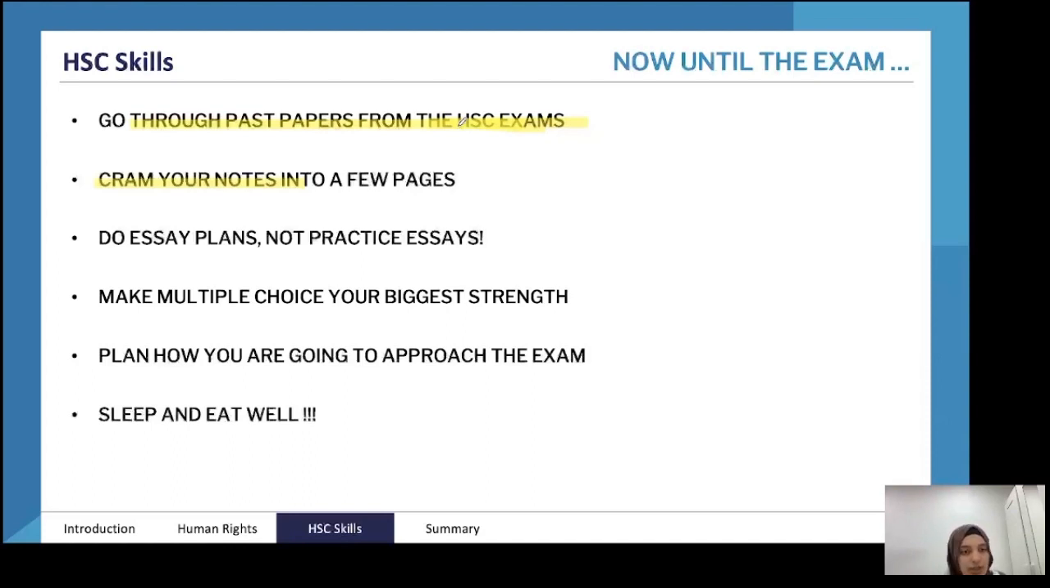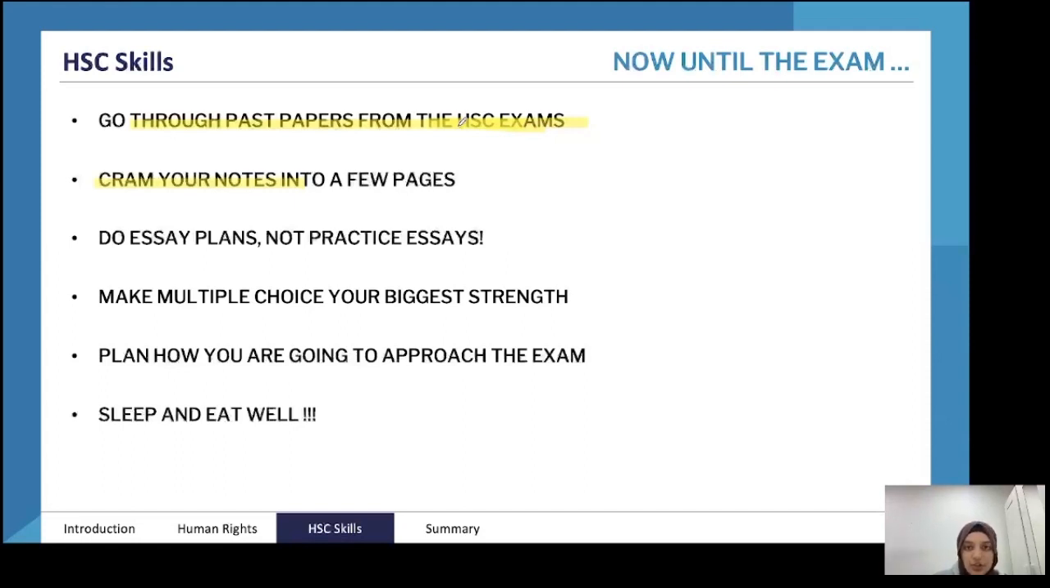So do essay plans and not practice essays. Practice essays are good if you haven't done any, or you feel like you don't have enough practice in structuring it out and making sure it's logical, cohesive, sustained, whatever it is. But do essay plans because they're really, really important. They are essential to success, and they can cut the time that you're spending revising as well. Make multiple choice your biggest strength because it's the easiest way to get marks. You're not really writing anything, you're just choosing an option. So that's something to keep in mind.